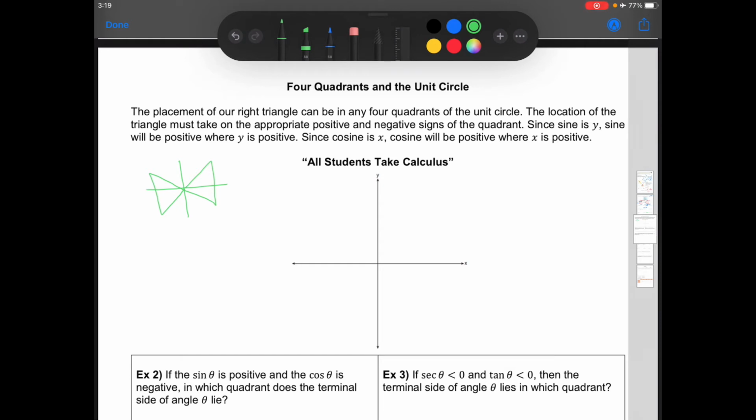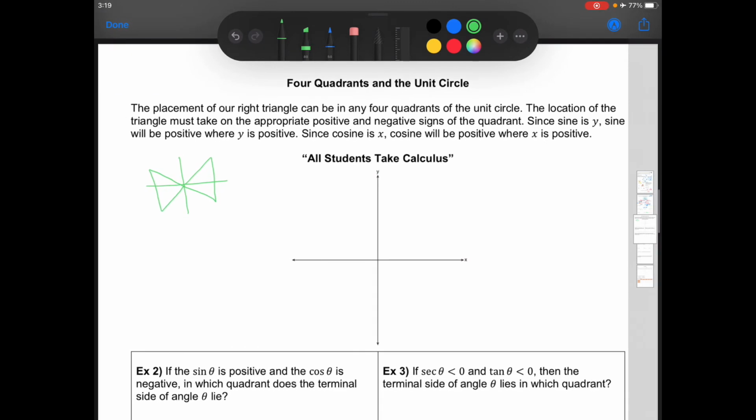Since sine is y, sine will be positive where y is positive, and since cosine is x, cosine will be positive where x is positive. So think about it. Isn't everything positive in the first quadrant, x and y? I'm going to talk in terms of x and y, and then we'll translate in terms of sine and cosine. In the second quadrant, my x is negative, y is positive. Third quadrant, x and y both are negative. Fourth quadrant, x is positive, y is negative. Now, I don't want to talk in terms of x and y. I want to talk in terms of sine and cosine. So we're not doing something very different. We're just replacing x with cosine and y with sine.